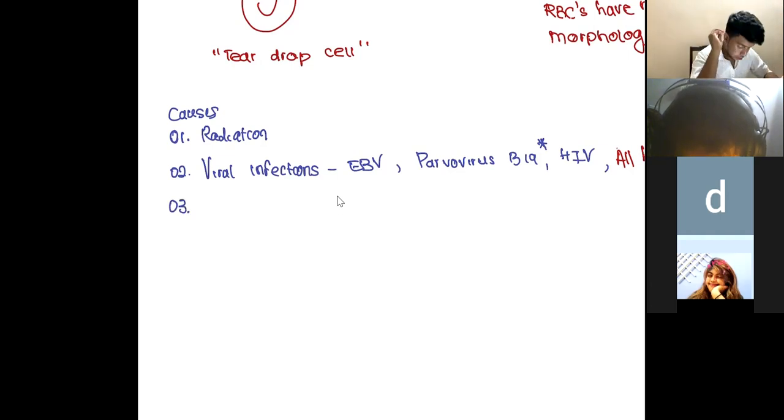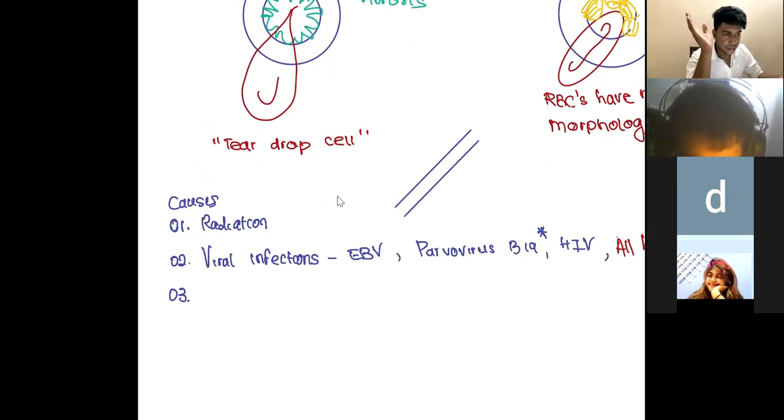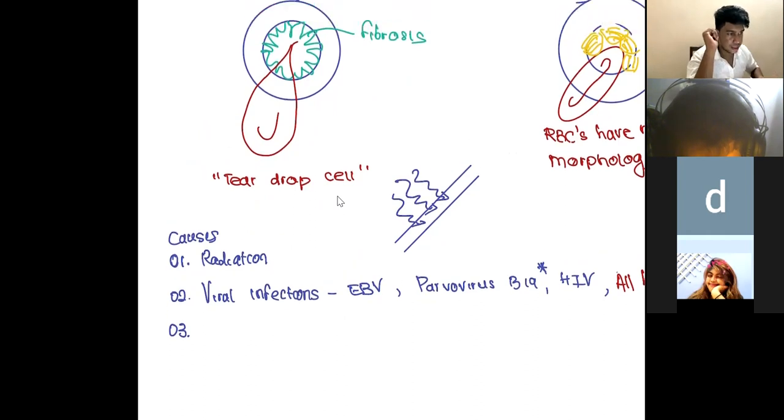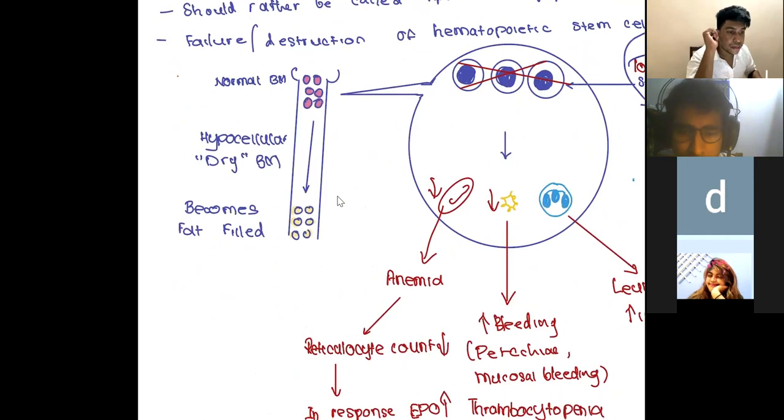The next one. Okay, let me explain this. I think you know that radiation therapy targets rapidly dividing cells. When you go for cancer treatment, radiation is going to destroy all rapidly dividing cells. So all these rapidly dividing cells will be destroyed. That's the radiation therapy explanation.